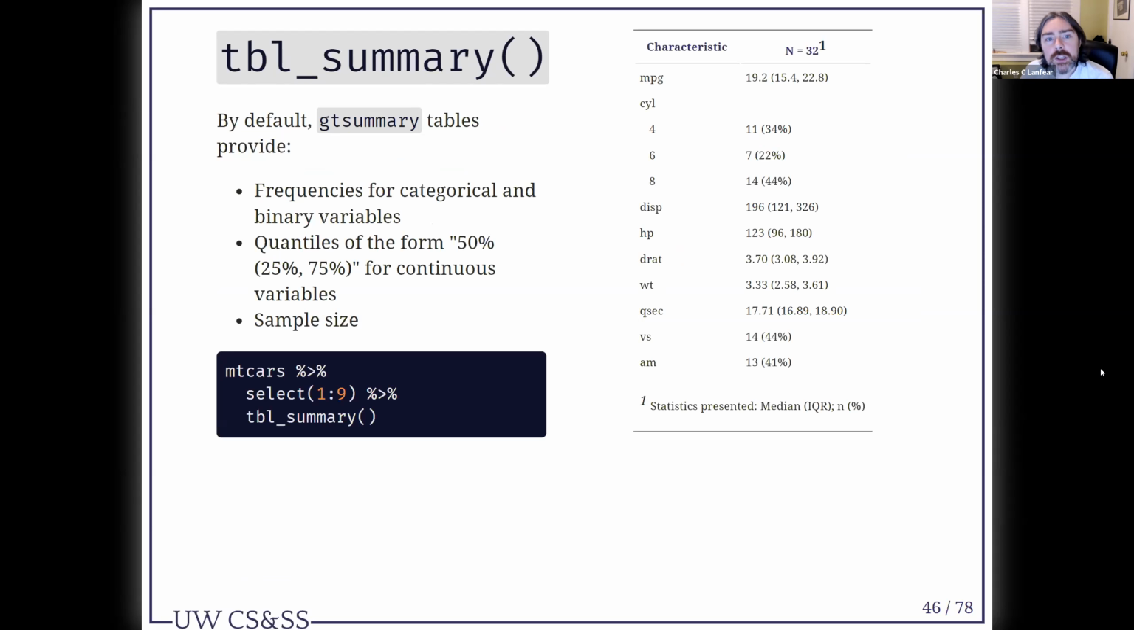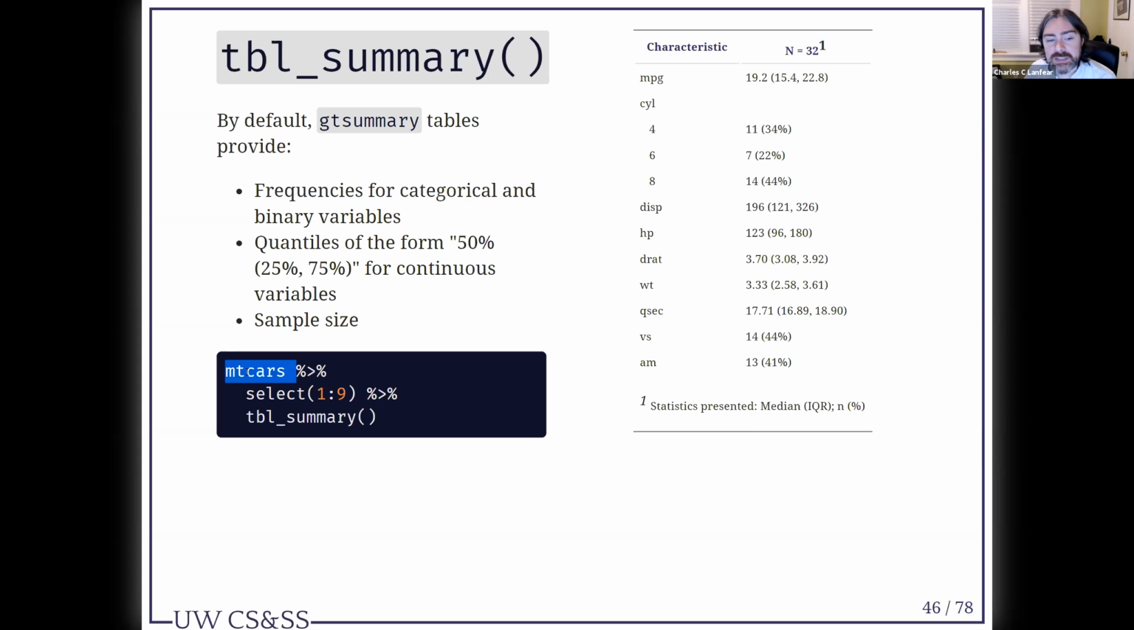Okay, so GT Summary tables of, for instance, data frames provide some basic sort of descriptive statistical information. This is a common type of table you see in a journal article. If I say, in this case, take the MT-CARS data set, I'm selecting the first 9 variables arbitrarily, and then I run table summary. Table summary is GT Summary's function for summarizing a data frame. By default, what you're going to get is you're going to get frequencies for all the values of categorical or binary variables. You're going to get quantiles for your continuous variables, and you're going to get a sample size.